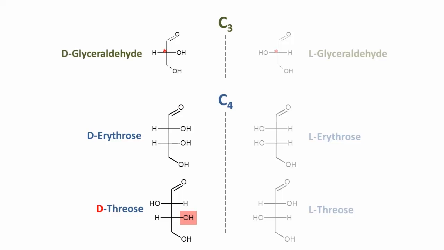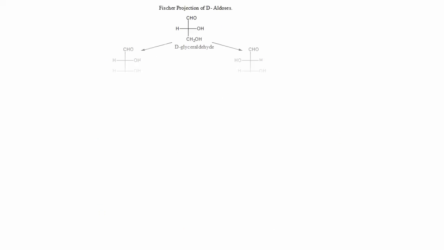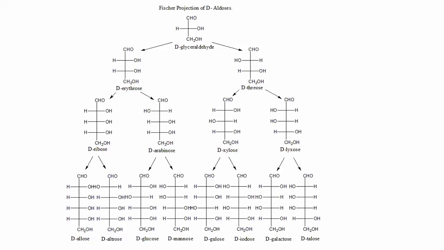So, if there is 1 D triose and 2 D tetroses, we would expect 4 D pentoses and no fewer than 8 D hexoses. And that's just the aldoses. Let's remember that there were ketoses as well. Many of these sugars are actually very rare in nature, but down here we find, for example, glucose and galactose.